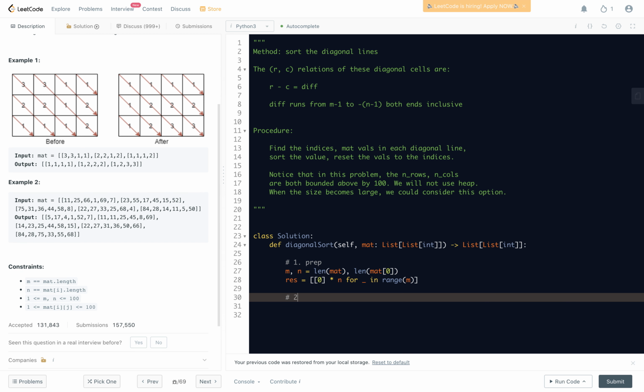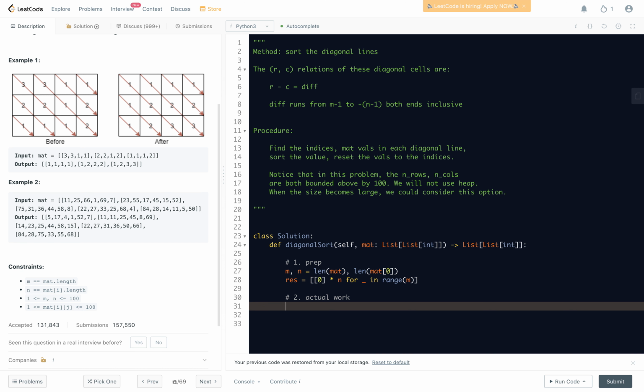Next, we are going to do the actual job. For this, we're going to get the corresponding diagonal lines and then find the corresponding values, and do the sort and do the reset. So for this, we're going to do it like this.